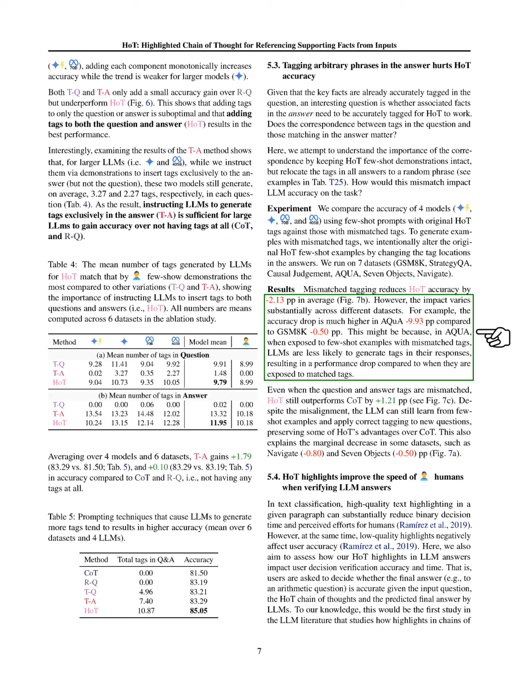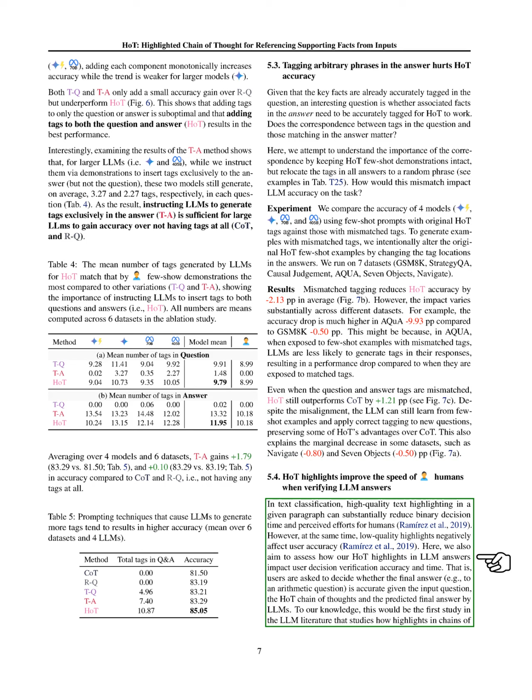However, this impact varies significantly by dataset. For instance, the accuracy decrease is much greater in Aqua compared to GSM-8K. This suggests that when LLMs encounter mismatched tags in Aqua, they are less likely to generate tags in their responses, leading to poorer performance. Despite the mismatched tags, HoT still outperforms CoT by 1.21 percentage points, indicating that LLMs can still learn from the few shot examples and apply correct tagging to new questions.